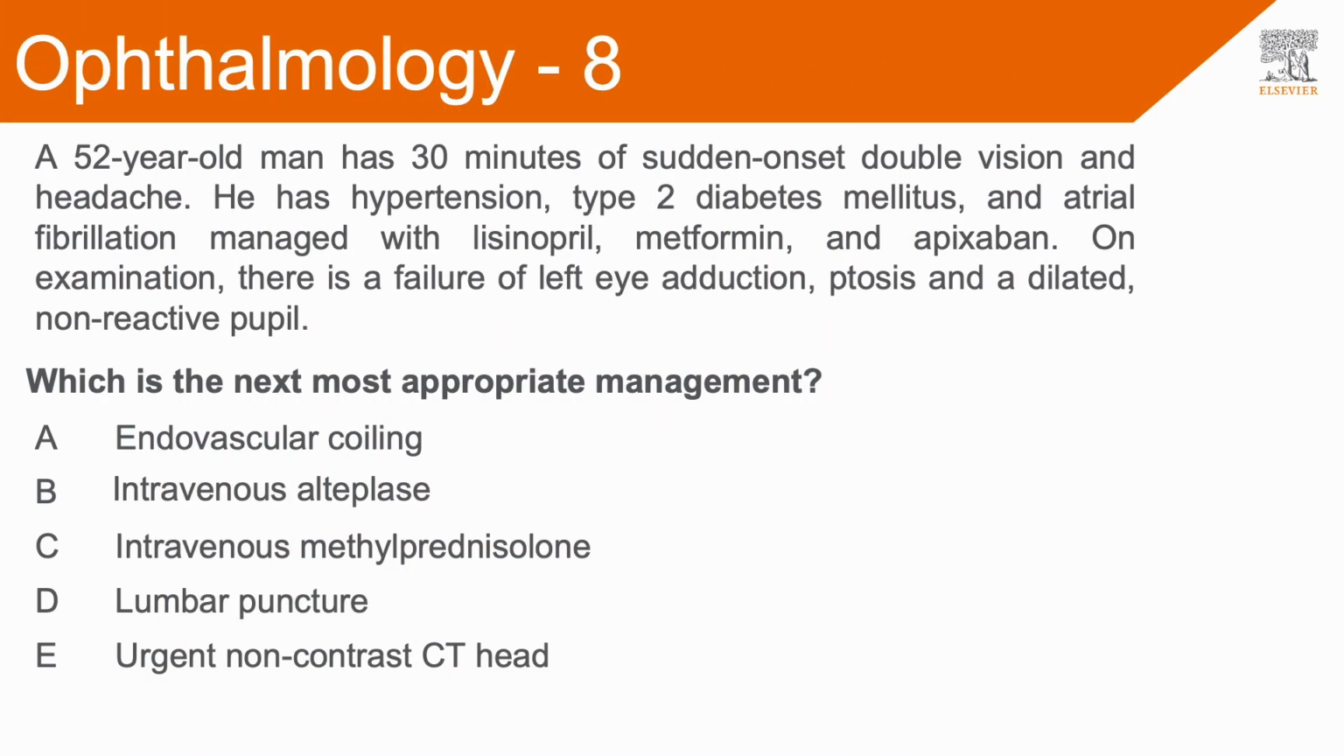52-year-old man has 30 minutes of sudden onset double vision and headache. He has hypertension, type 2 diabetes mellitus, and atrial fibrillation managed by lisinopril, metformin, and apixaban. On examination, there is a failure of left eye adduction, ptosis, and a dilated non-reactive pupil. Which is the next most appropriate management?